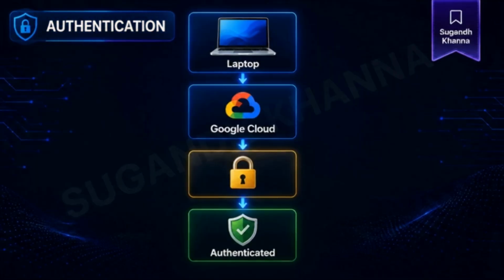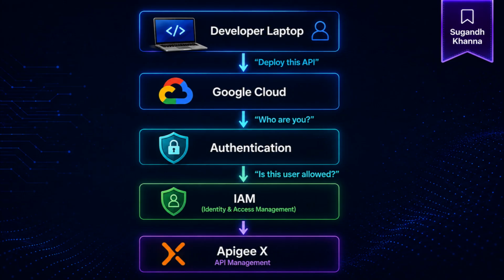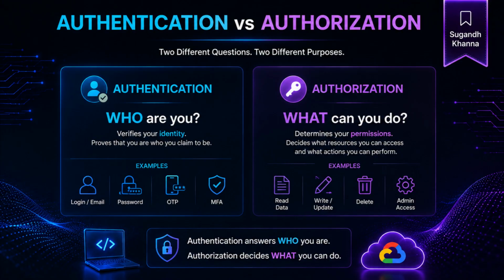Let's first understand why authentication is required. Our API proxy is going to live inside Apigee X, which is a part of Google Cloud. When a command from our laptop tries to access Apigee, Google needs to know two things. First, who are you? And second, what are you allowed to do? Authentication answers the first question. IAM permissions answers the second. So authentication and authorization are related, but they are not the same thing.